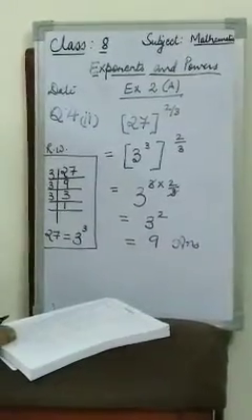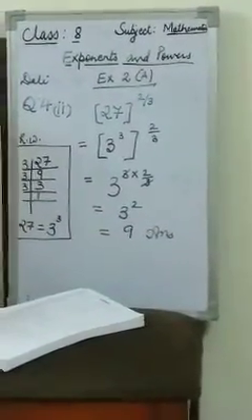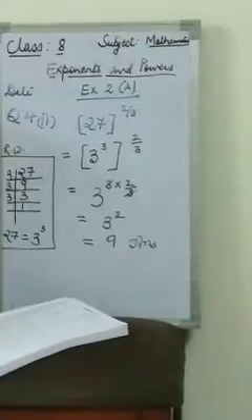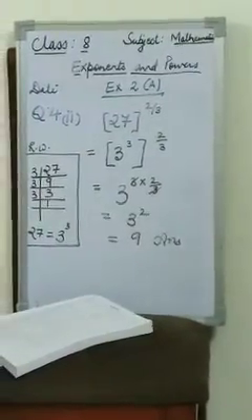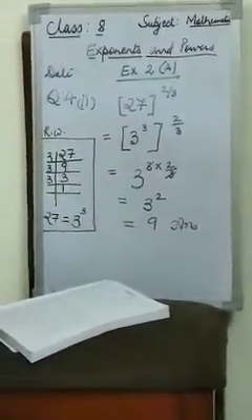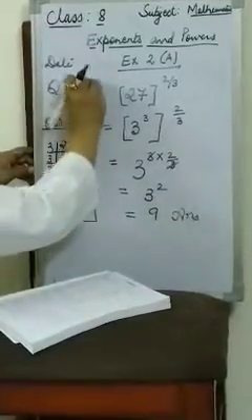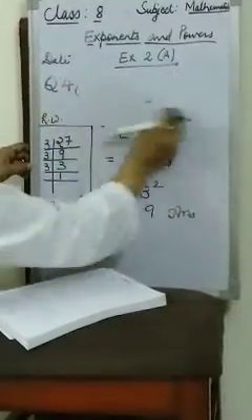I take one more bit of this, that is the 36 to the power minus 4 by 5 part. We have a negative index here.